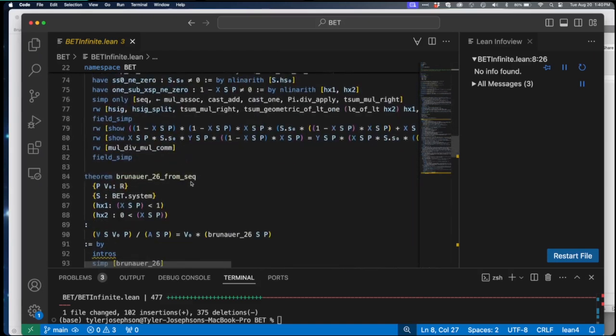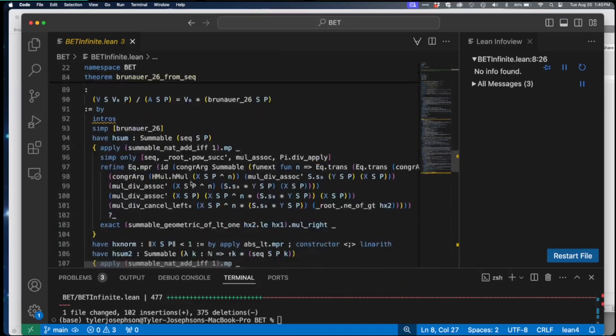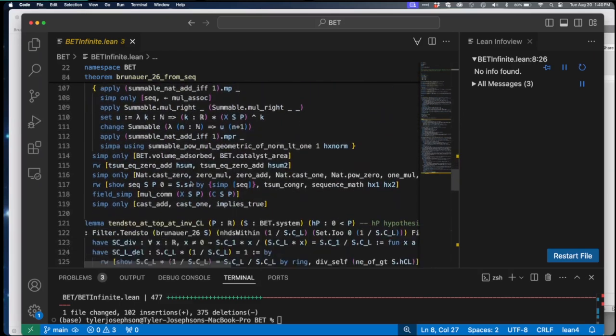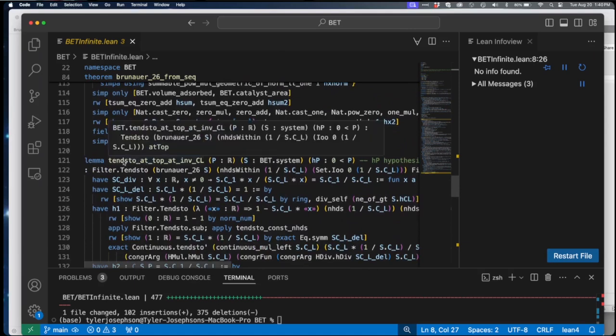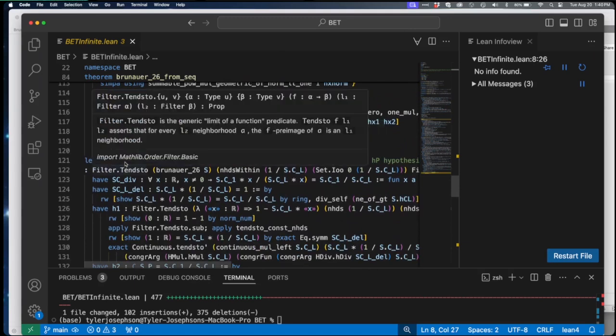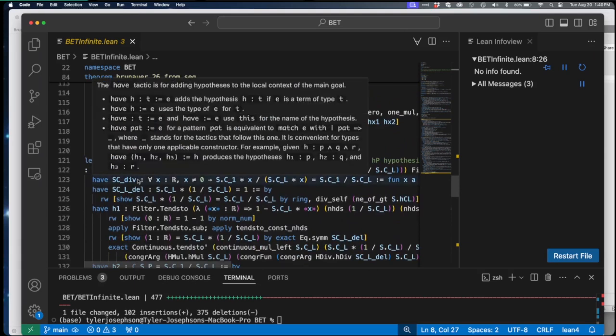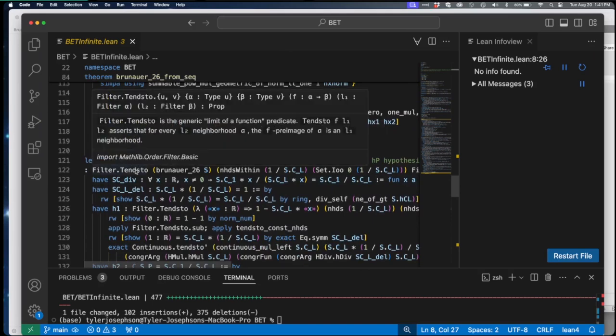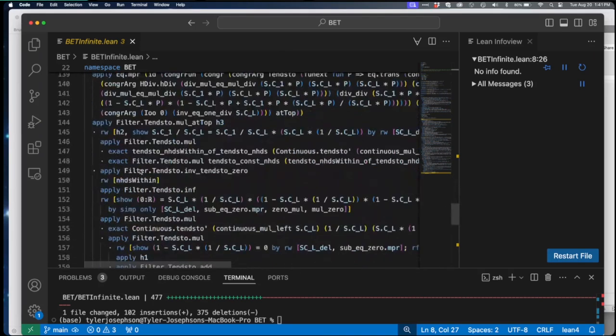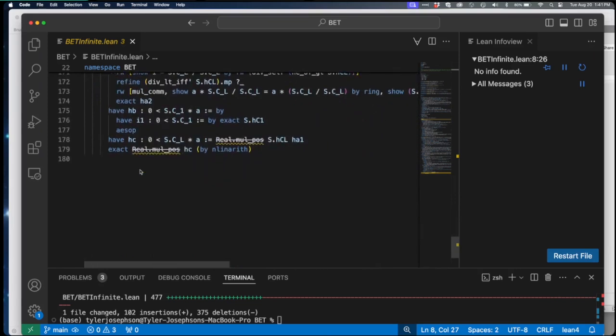You can also then see we have Brunauer 26 as a theorem, and it invokes sequence math, and then we have some tends to math. So we definitely skipped limits and filters, but if you end up needing to do proofs about actual limits and filters, then go and study those things. We were using that because we needed to use this approaches infinity, essentially. So we have this question of tends to at top, and at top means at the infinite thing. And then there's a lot of steps here.